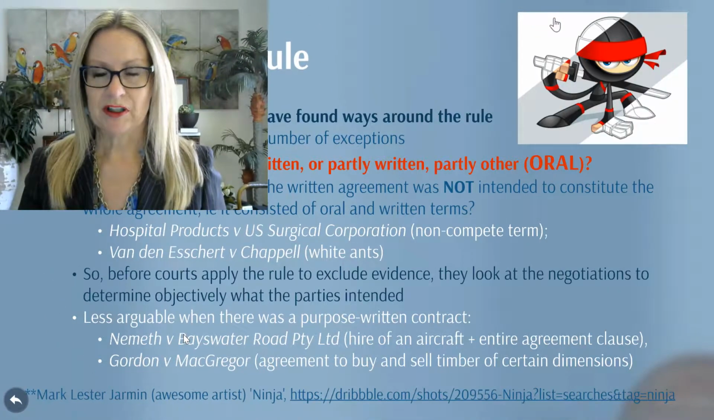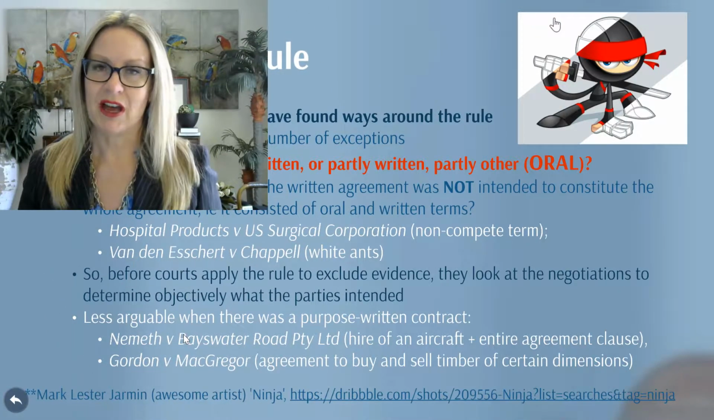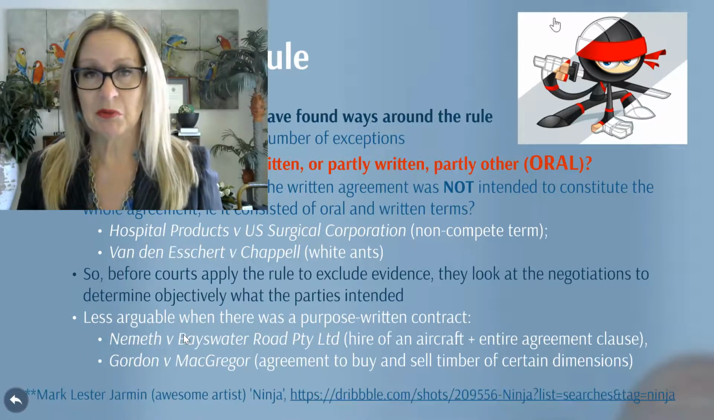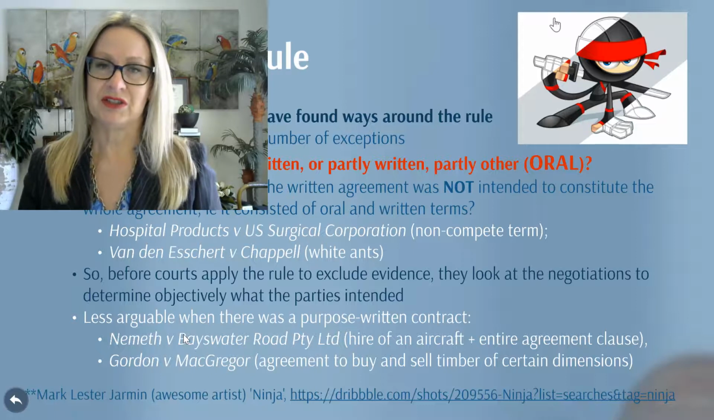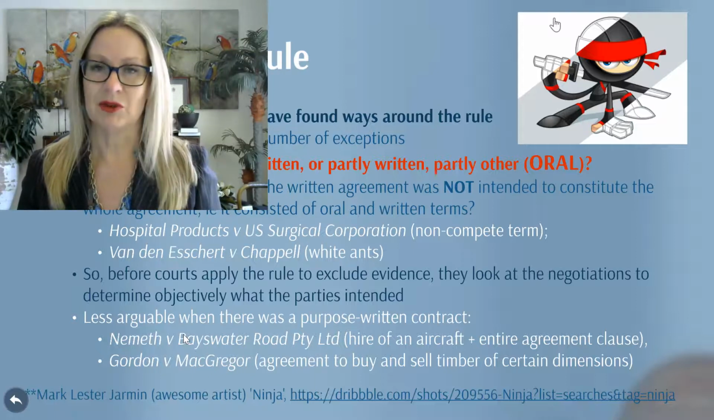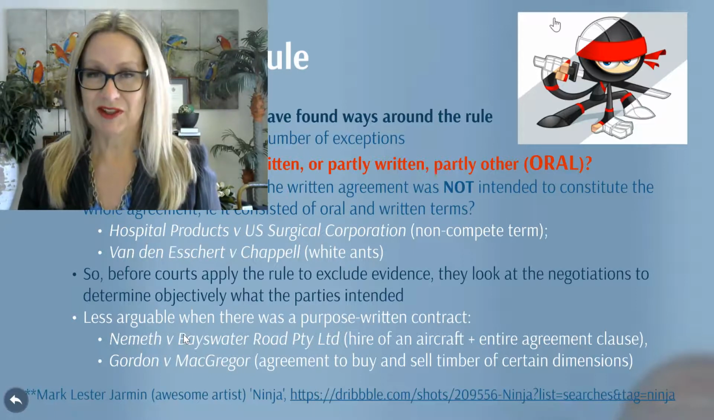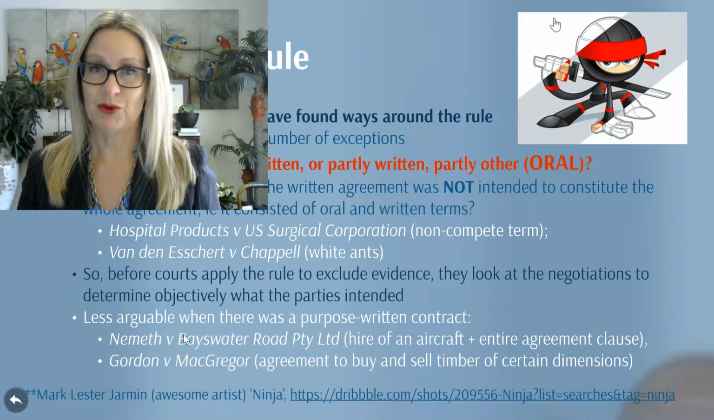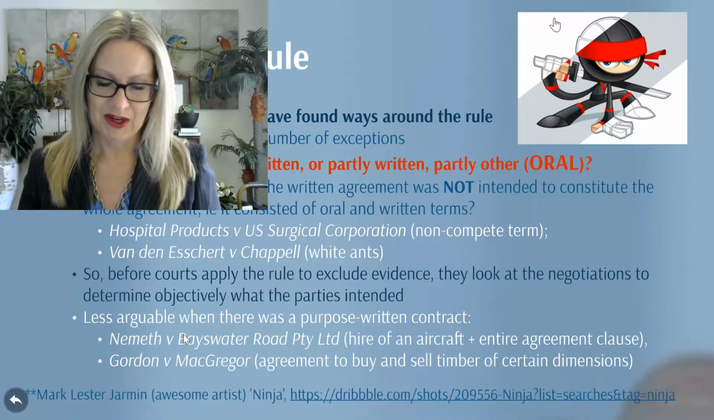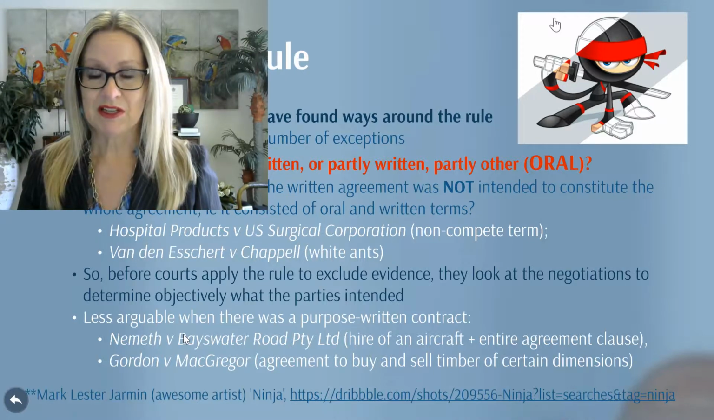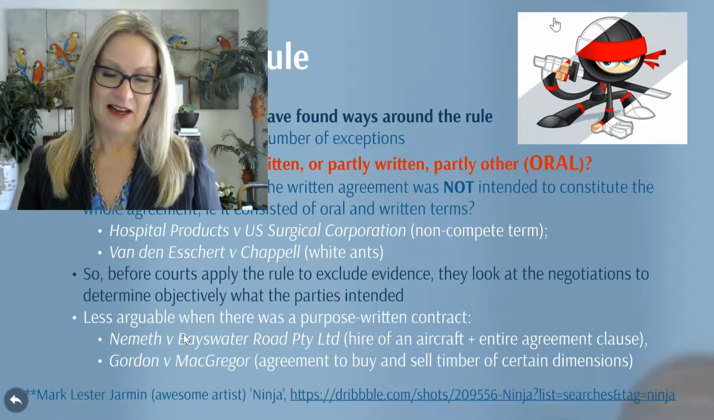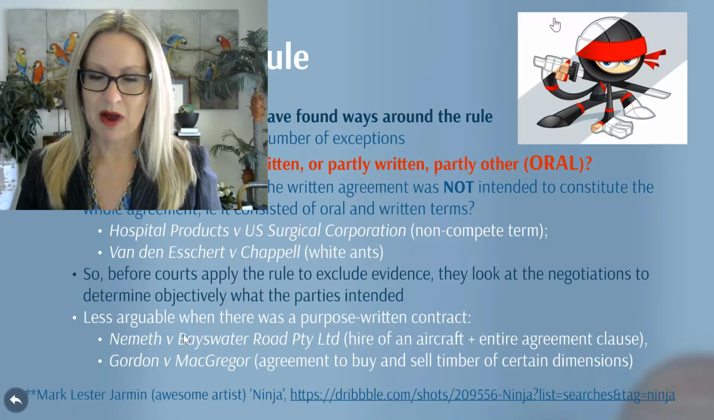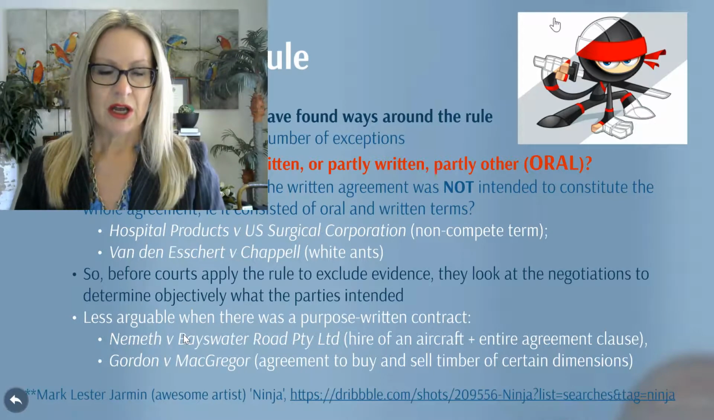Van den Esschert and Chappell is just the more traditional kind of case where you had a sale of a house and the purchaser, not surprisingly, says, is it affected by white ants? The representation is made, no, it's not, and inevitably it was infested with white ants. The purchaser had to get the house treated and so forth. And what did they do? As you do, you sue. This is 1960, by the way, so I guess litigation was cheaper. And it was held that the verbal assurance was part of the terms of the deal.